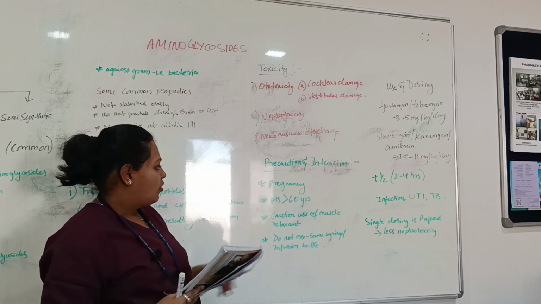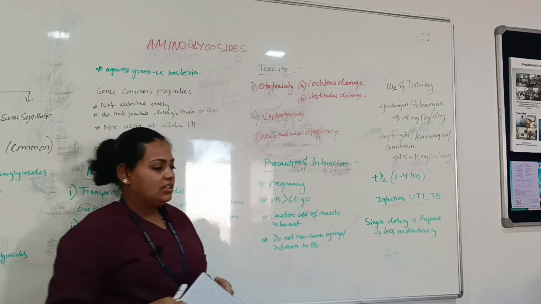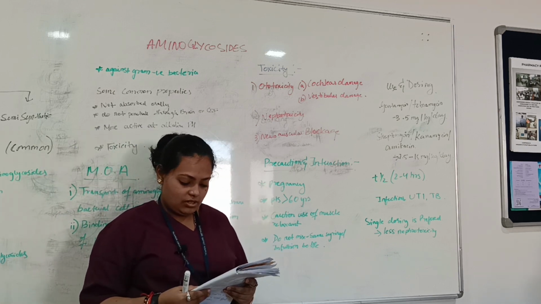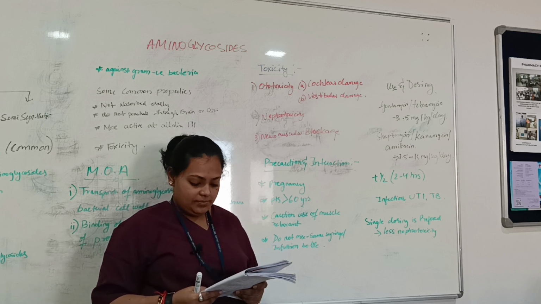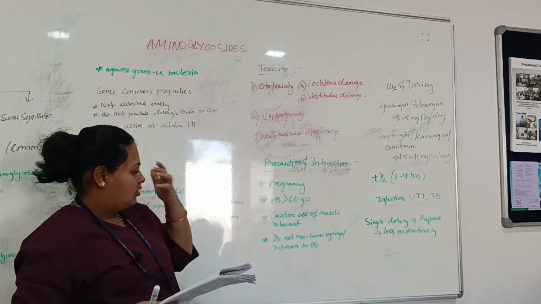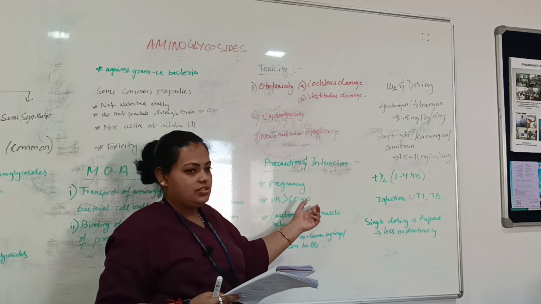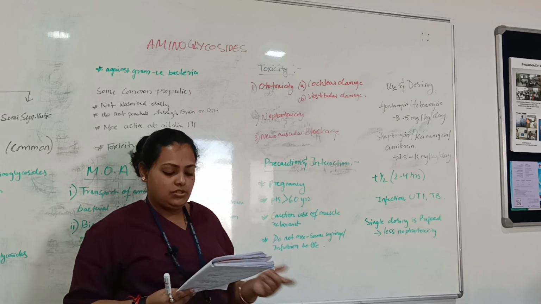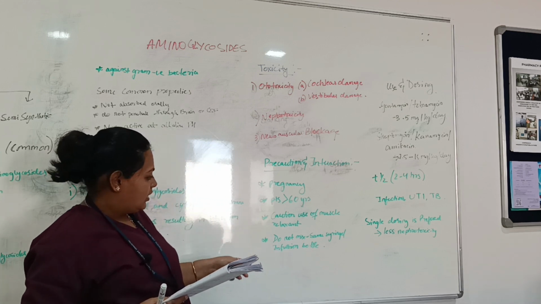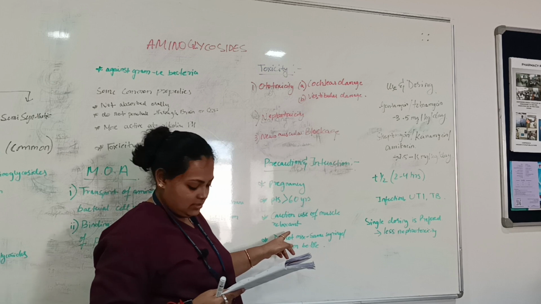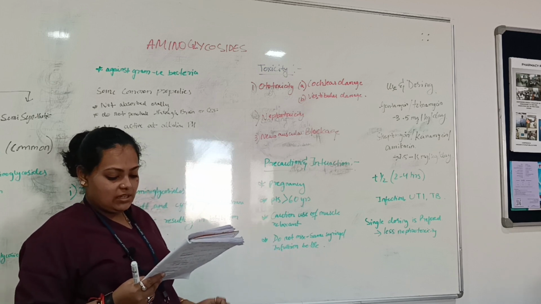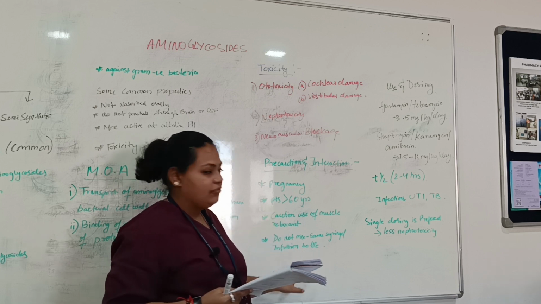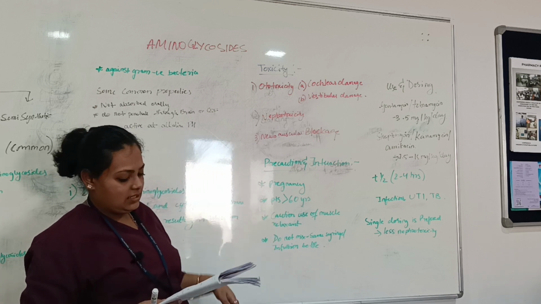Now we come to precautions and interactions. It should not be given during pregnancy because it can cause fetal toxicity. Caution is also needed if it is used above the age of 60 years, so there are some guidelines if it is used. Also use caution with muscle relaxants, and do not mix aminoglycosides with any other drug in the same syringe or the same infusion bottles. So this comes under this.